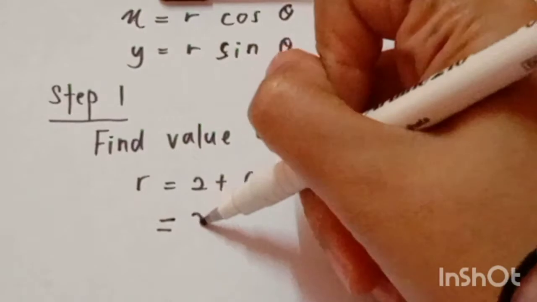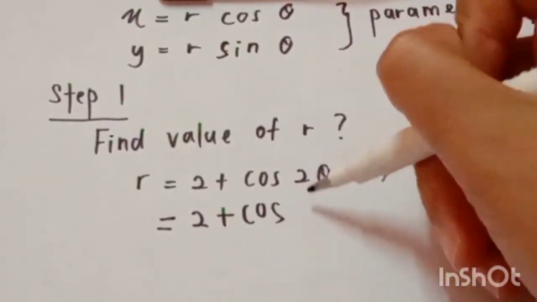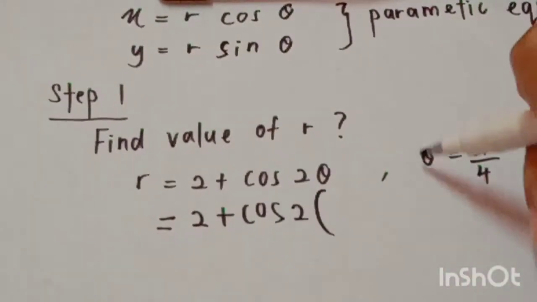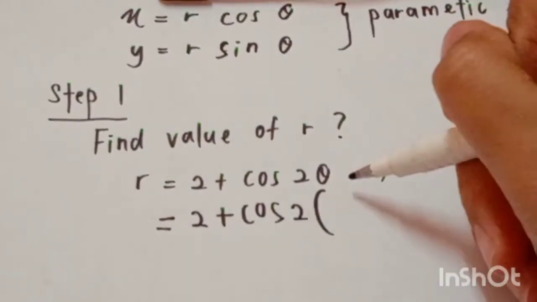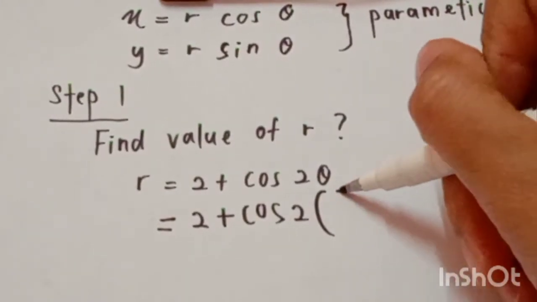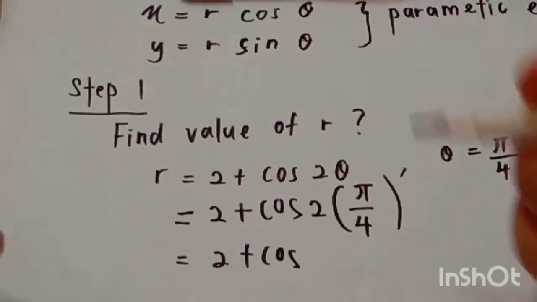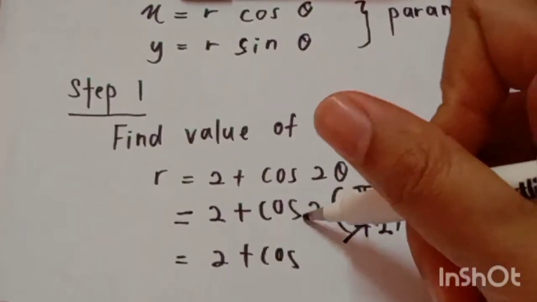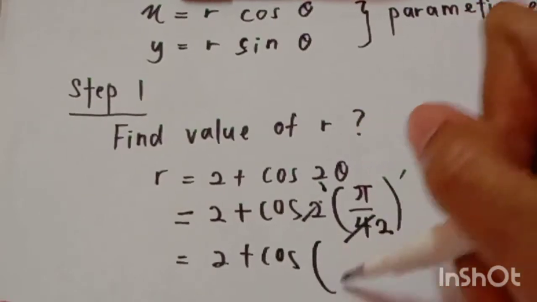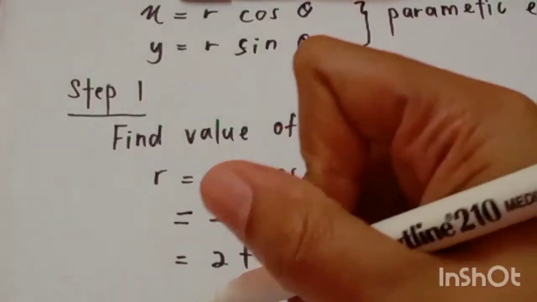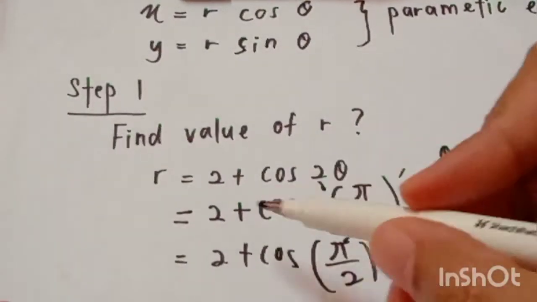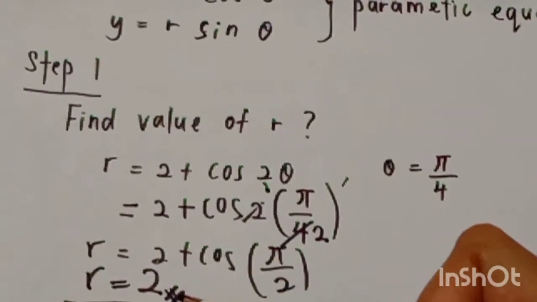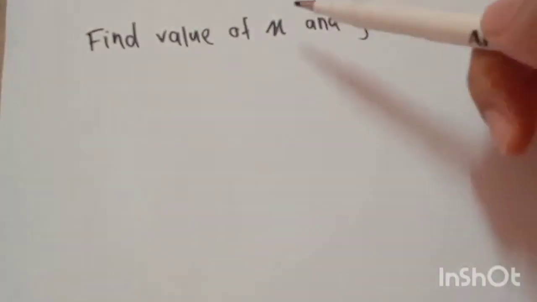r equals 2 plus cos 2 times theta, and we substitute theta into this equation. So pi over 4. We can simplify: 4 becomes 2, 2 becomes 1, and then we write back pi over 2. Use the calculator to calculate the answer, and we will get r equals 2. Step 2 is to find the value of x and y.